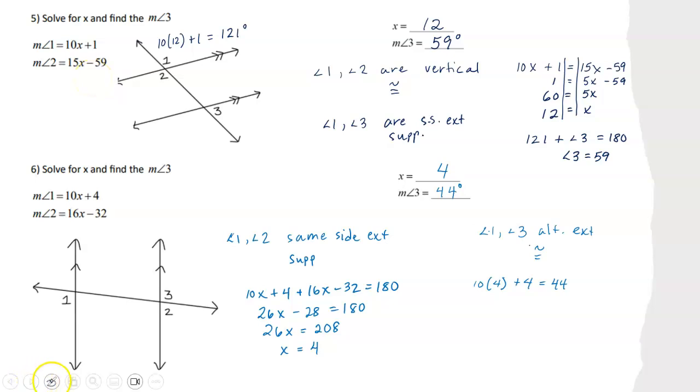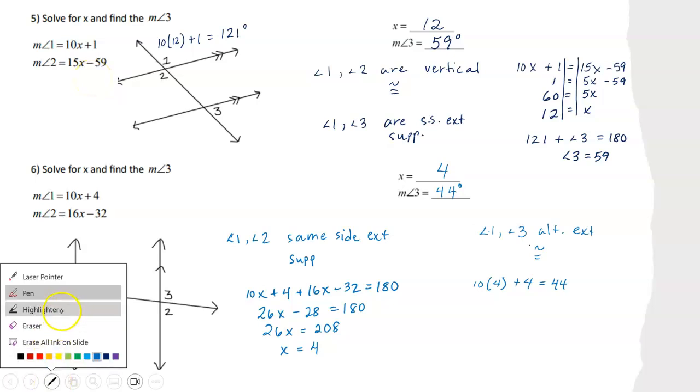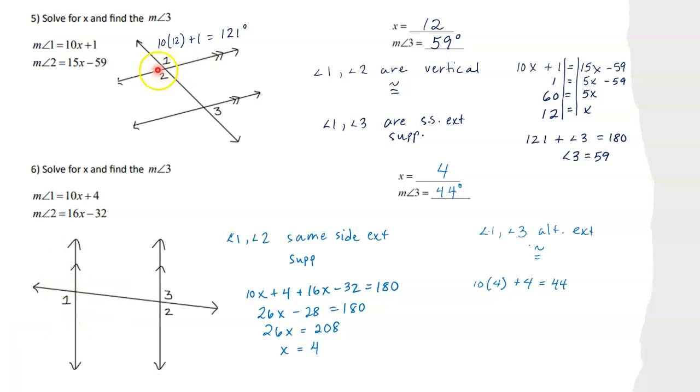So for number 5, I started with a vertical angle pair. I had a vertical angle pair of 1 and 2. Since they're vertical angles, they're congruent, so I set those two angles equal to each other, and I got x by itself. X is equal to 12. And then when I know x is equal to 12, since I know that 1 and 3 are same side exterior angles, those two angles are supplementary, so I figured out that angle 3 has to be 59 degrees.